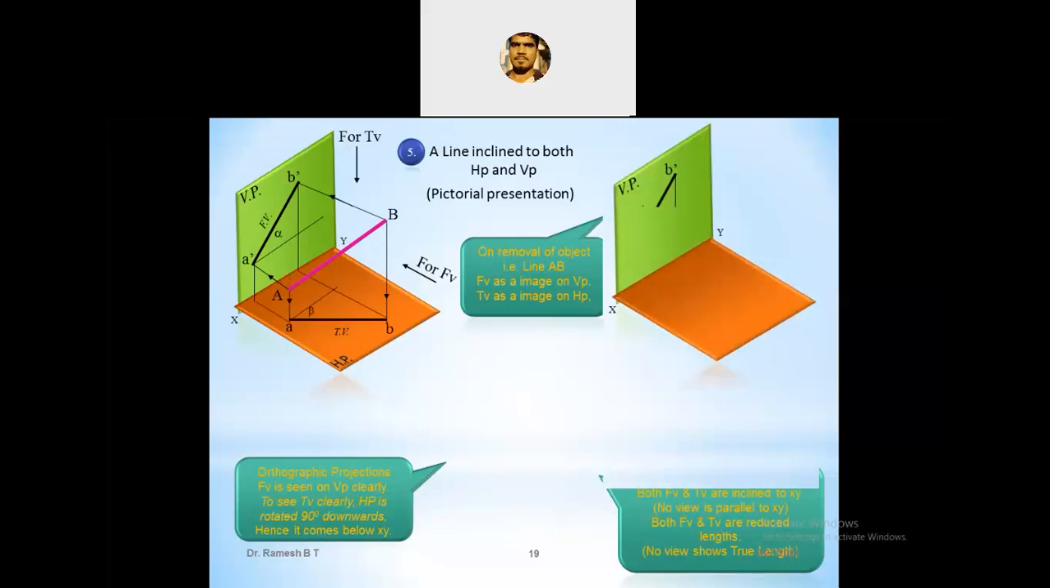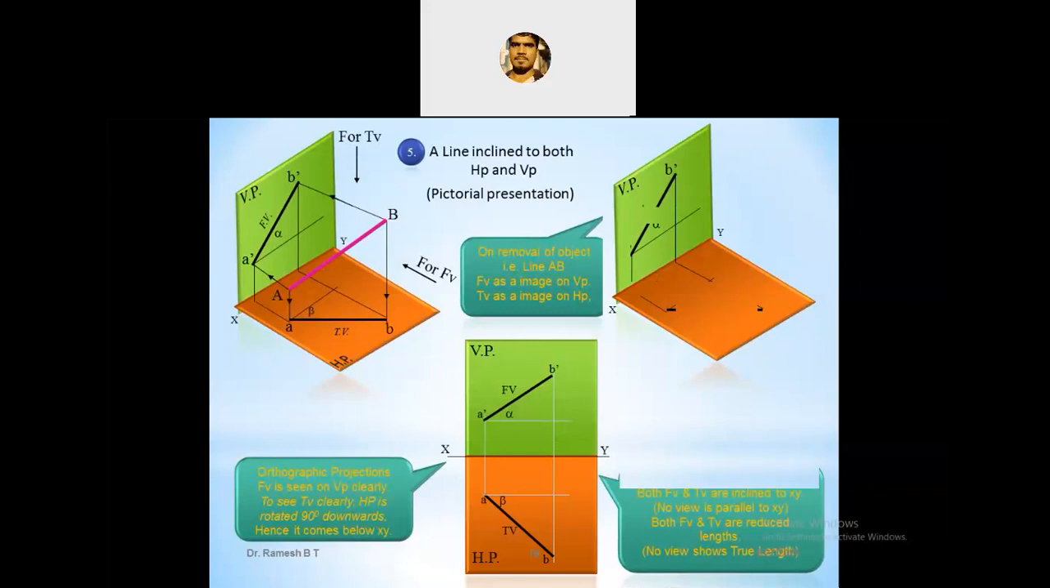And always A dash B dash should be in line. A and A dash are in line, B and B dash are in line, and whatever the apparent lengths A dash B dash and AB, they should always be in line. These are called end projectors. Whatever the distance from A dash A to B dash B, that is called the end projector distance.